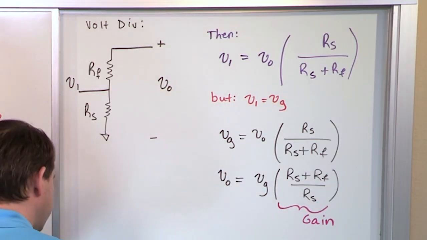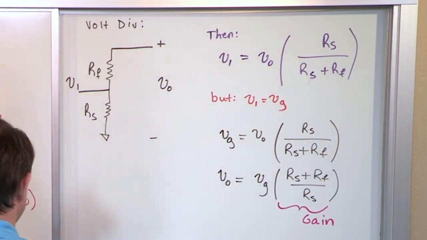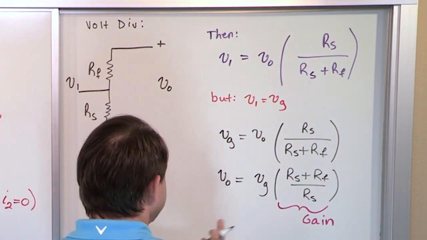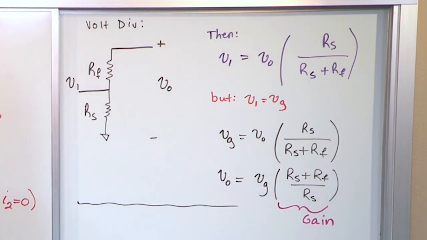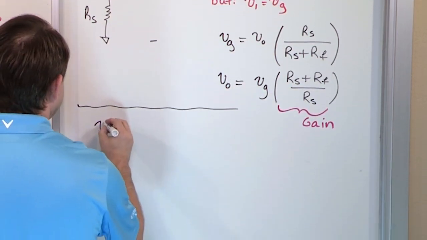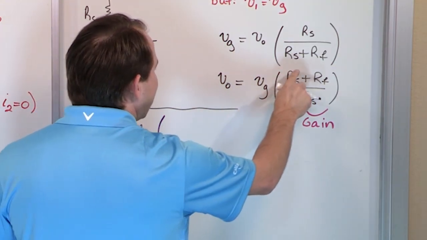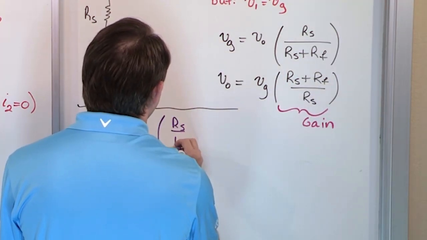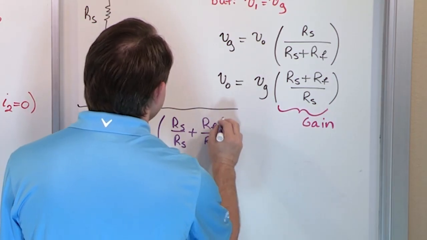Now what we're going to do is rewrite this a little bit further. This is fine to use, but I want to make it a little bit clearer. What we can do is rewrite this. Actually, I'm going to change colors. We can take this relation and make it slightly simpler. We could say V0 is equal to Vg, and on the inside, notice what we have, a big fraction divided by this. So we could rewrite that as RS over RS plus RF over RS. Make sure to understand this.